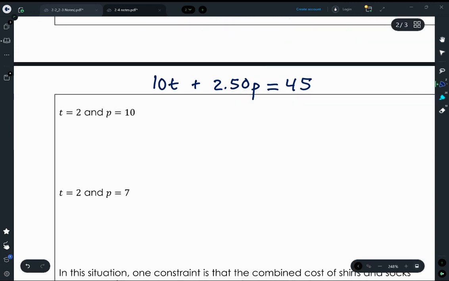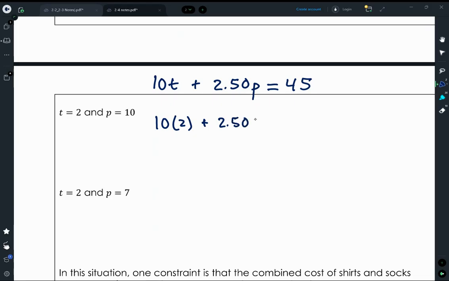What if he bought 2 t-shirts and 10 pairs of socks? So 10 times 2 plus 2.50 times 10. Let's see, does that equal 45? So again, it's like we have a little question mark above our equal sign. Does this work? So multiply before we add. So we'll multiply here. We'll multiply here. 2.50 times 10 is just 25. And I can tell this one's going to work as well. So yes, this is another solution.